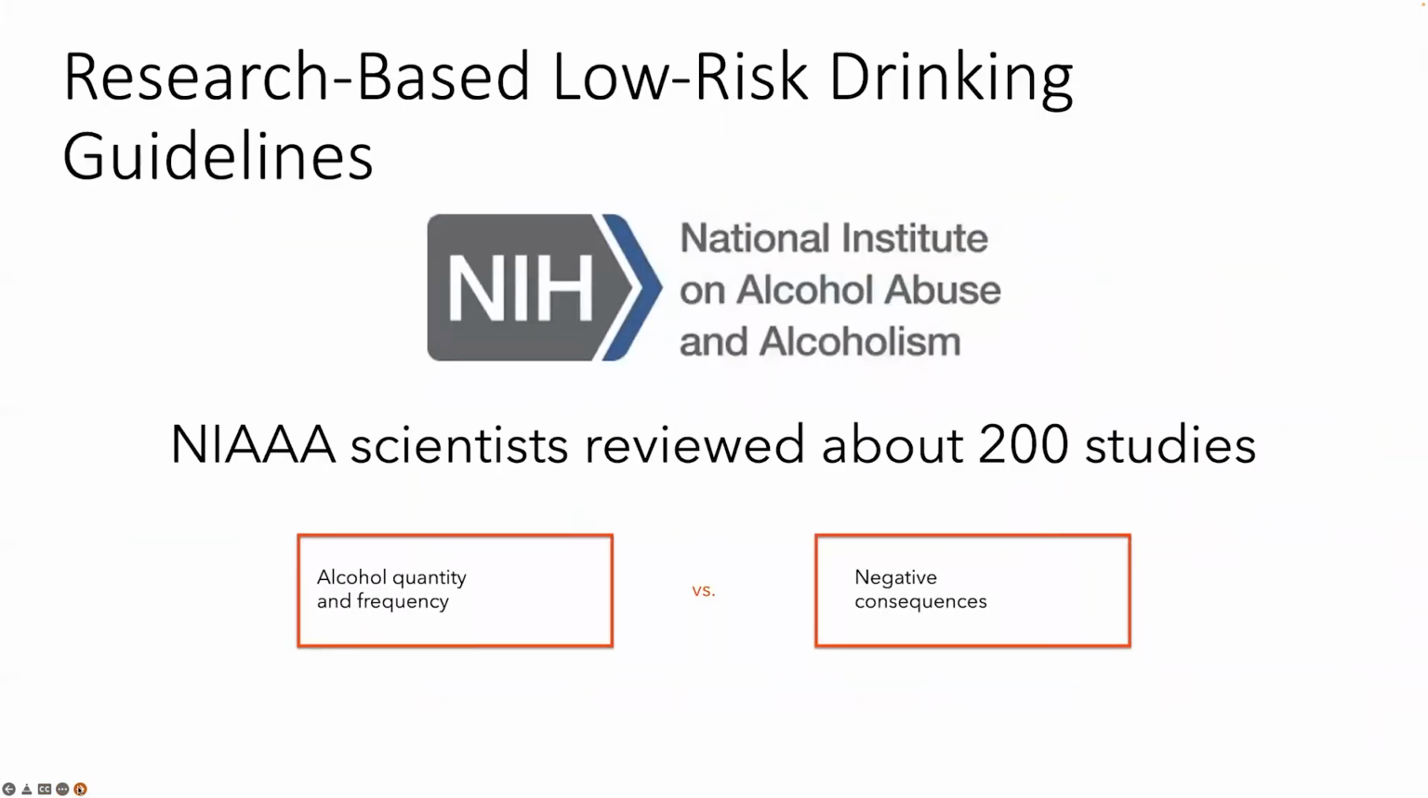The low-risk drinking guidelines, the way that we arrived at those is through research that was done by the National Institute on Alcohol Abuse and Alcoholism, NIAAA. And what they did is they reviewed, the NIAAA scientists reviewed about 200 studies. And they were looking at when people drink this much, this often, when do the negative consequences start?